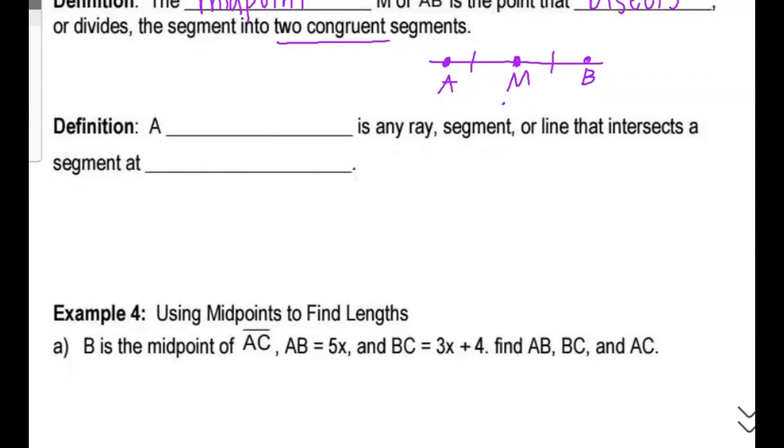Alright. Last definition. A segment bisector. Okay, a segment bisector is any ray, segment, or line that intersects a segment at the midpoint. Okay.